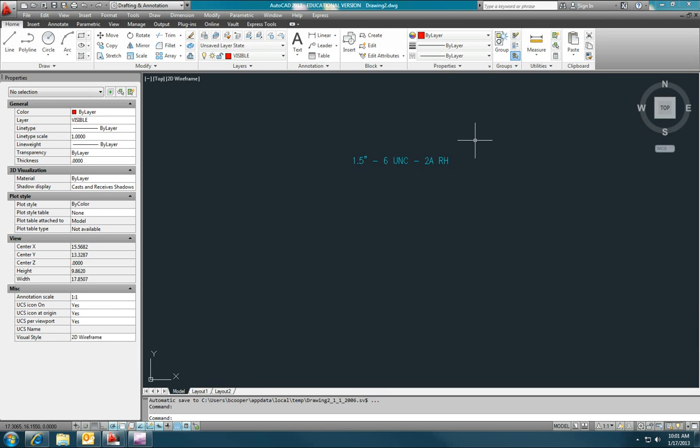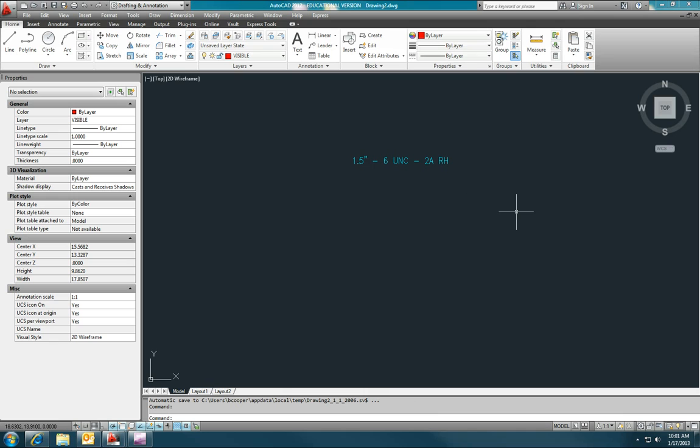UNC means unified coarse. That's a unified coarse thread type. The 2 in 2A indicates that this is a class 2 fit. That's really just for thread notes and isn't going to have impact on the actual way we draw the thread, but it's important to know that that is a class 2 fit. The A indicates that this is an external thread that we'll be drawing. If the A were a B instead, that would indicate that this were an internal thread.